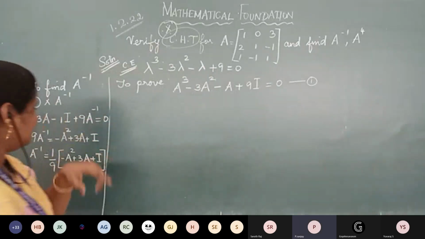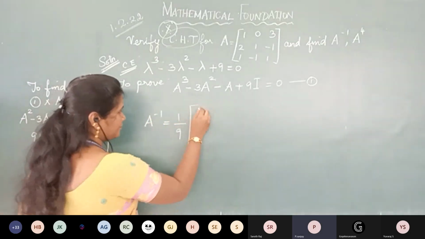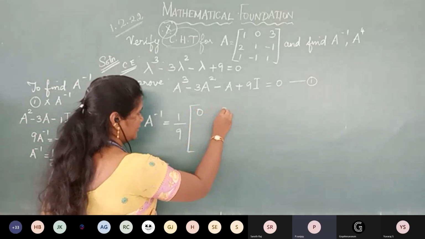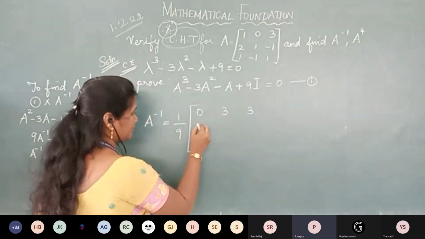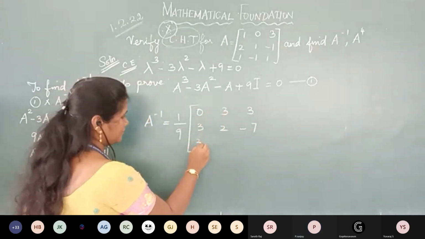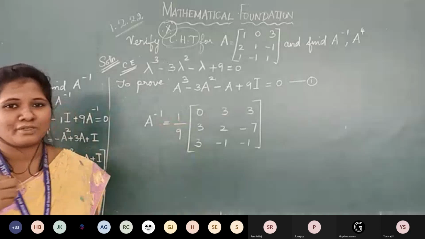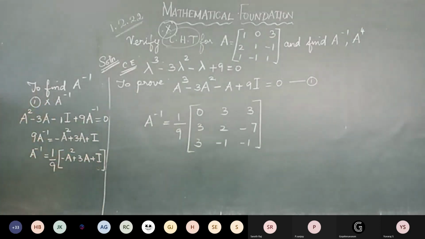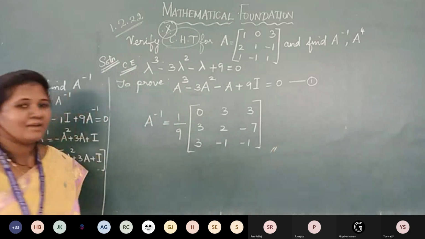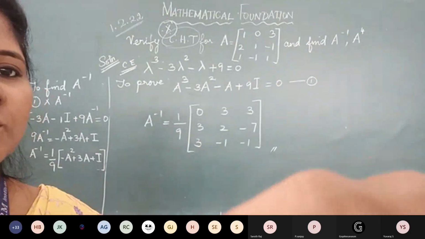1 by 9, bracket, 0, 3, 3, 3, 2, minus 7, 3, minus 1, minus 1. Very good. Super. So anyone else got the same value? I will also check it with her. A inverse is equal to 1 by 9 times the matrix 0 3 3, 3 2 minus 7, 3 minus 1 minus 1. Very good. Super. Who was that actually? It was very good.